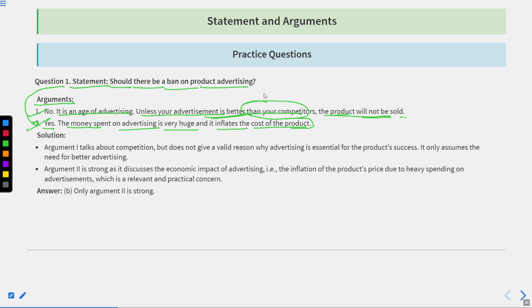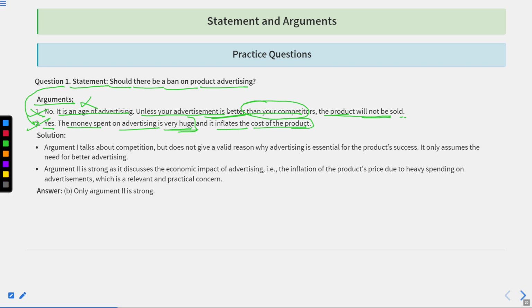Above that, if there is a comparison, and we have already discussed that whenever there is a comparison, we will not take that particular argument into consideration. So this is considered to be the wrong argument. First, it cannot be taken into consideration. The money spent on advertising is very huge. If this argument had ended till here, it would also have been neglected.